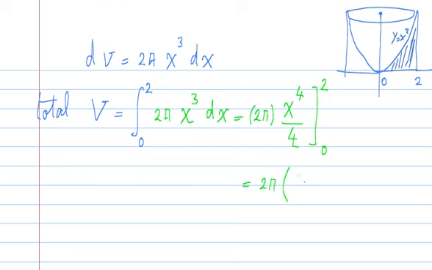I put 2 in this, I get 16 over 4. Then I put 0 in it, I get 0 over 4. And the whole thing boils down to, this is 0, this is 4, 4 times 2, that's 8 pi. Okay, so that was for our first example.